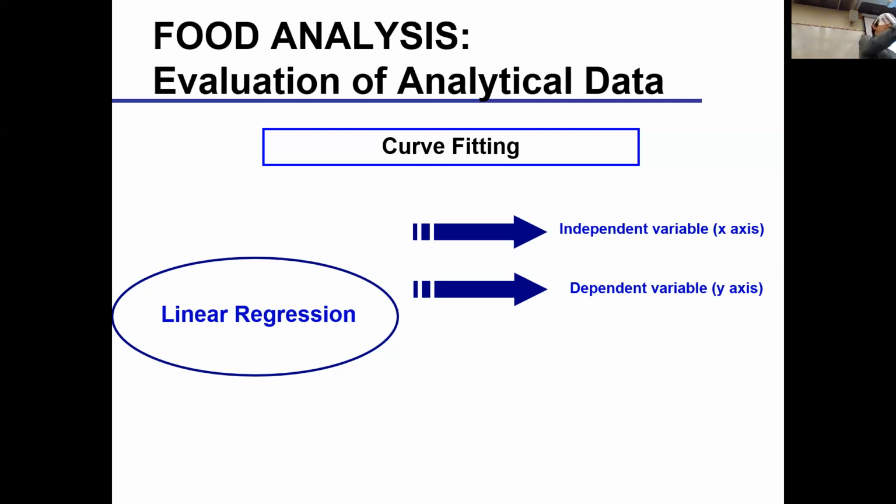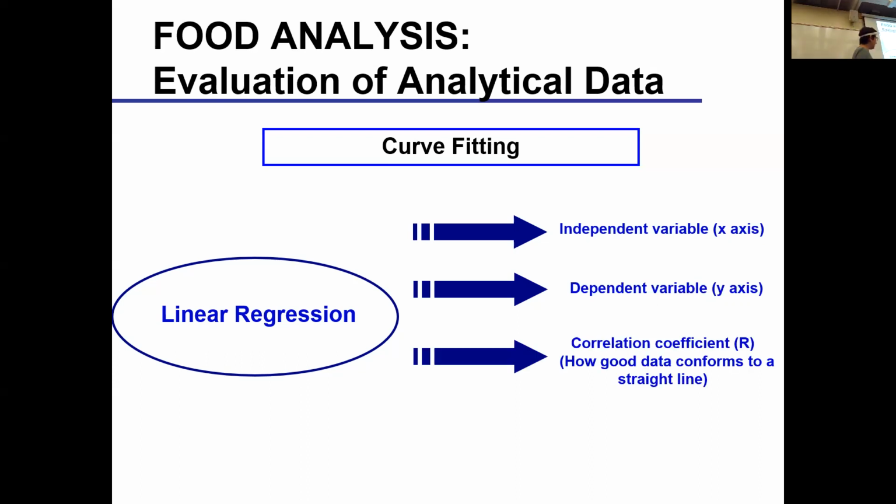So we see an increase in the area under the curve in a GC or HPLC with higher concentration. We see an increase in absorption or fluorescence when we increase concentration. So the dependent variable is absorption, fluorescence, area under the curve. Whatever it is, that would be dependent on the concentration.